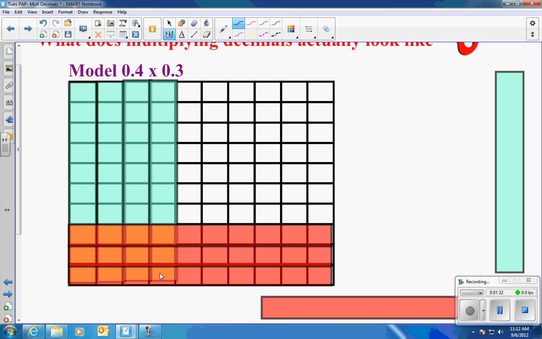So what we're looking at is this area in here, and that is going to be the squares 1, 2, 3, 4, 5, 6, 7, 8, 9, 10, 11, 12. And so that's going to be 0.12. There are 12 squares out of 100, so we're looking at 12 hundredths. Let's do another one.